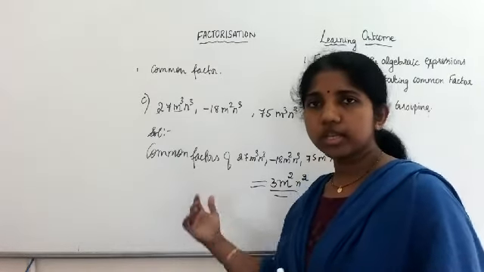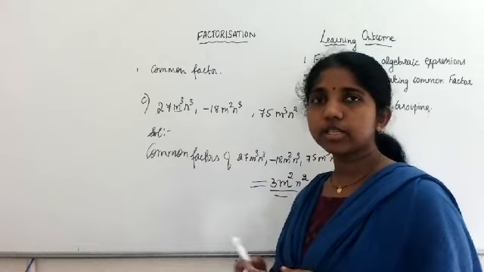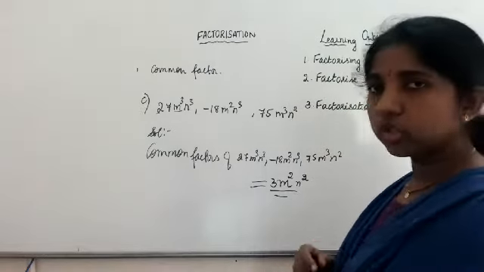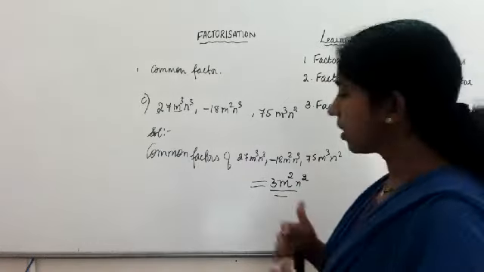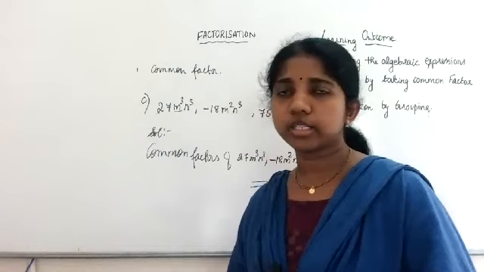So using this method, that is after identifying the common factors, we can factorize the algebraic expressions by grouping, and also by taking the common factors out, we can factorize the algebraic expressions.